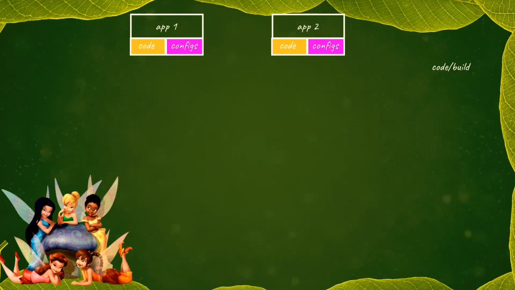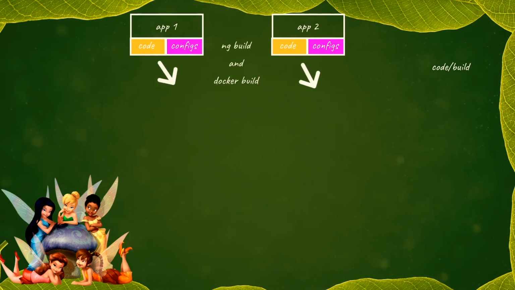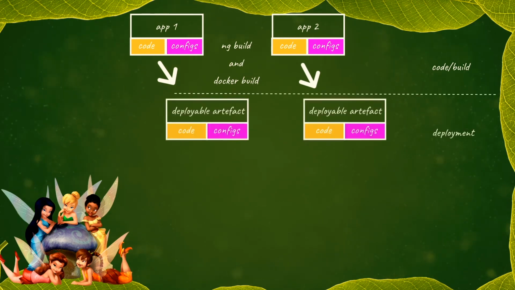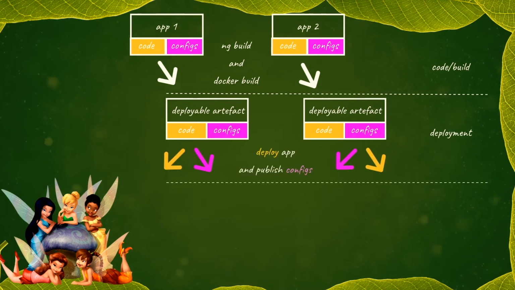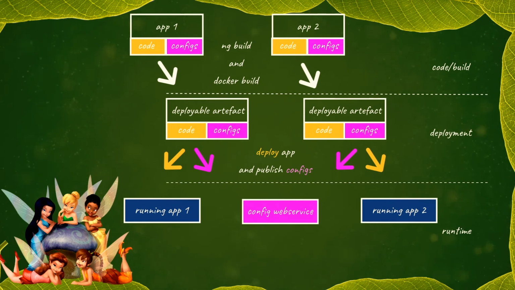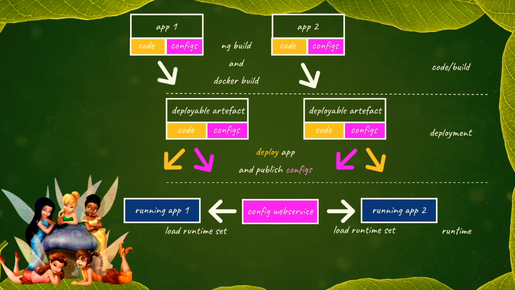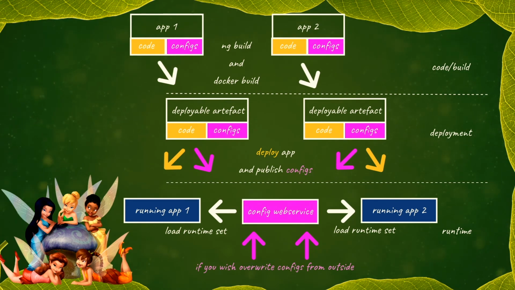So we have multiple apps, and what I think we should do is to split the code and the configurations into separate parts. Then on ng build and Docker build, still have this separation of both entities, and have it in a deployable artifact, but later on, at the deployment stage, do two different things. The one thing is to deploy the runtime application, the second one is to publish a configuration to a separate web service. So thanks to that, at runtime, your application can easily load the things from your web service, and additionally, you can override the configs from outside if you wish.